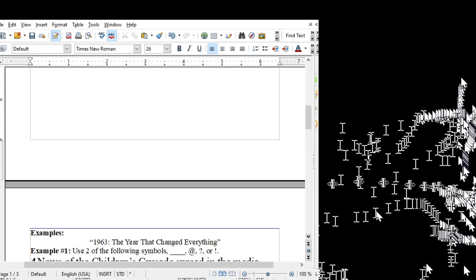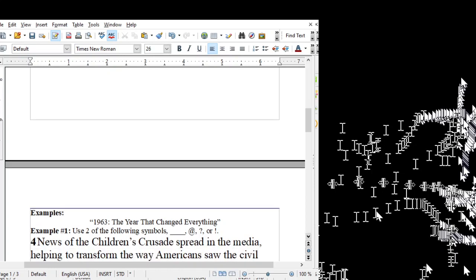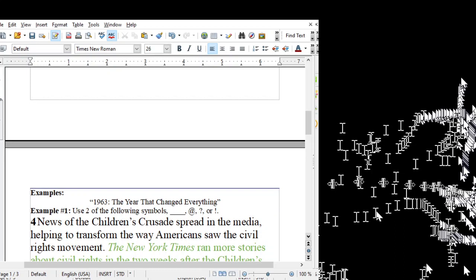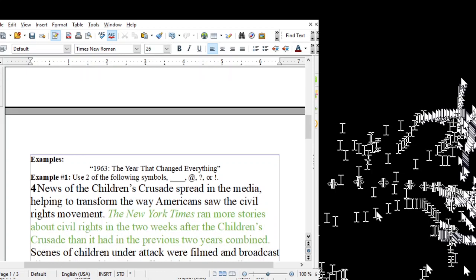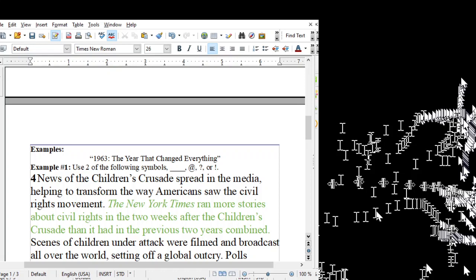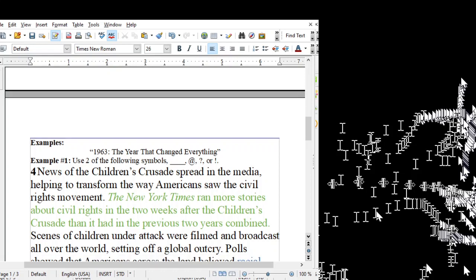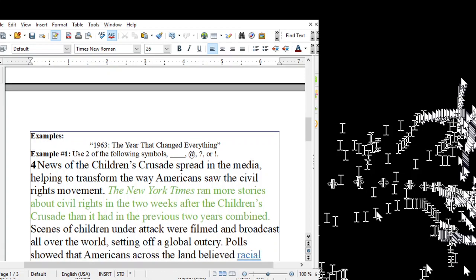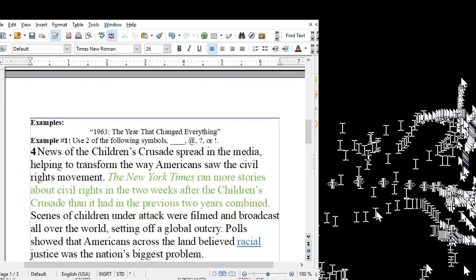Okay, so here's the paragraph. Paragraph 4. News of the Children's Crusade spread in the media, helping to transform the way Americans saw the civil rights movement. The New York Times ran more stories about civil rights in the 2 weeks after the Children's Crusade than it had in the previous 2 years combined. Scenes of children under attack were filmed and broadcast all over the world, setting off a global outcry. Polls showed that Americans across the land believed racial justice was the nation's biggest problem.